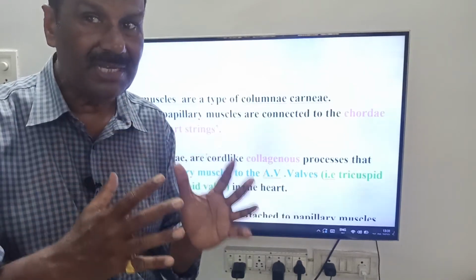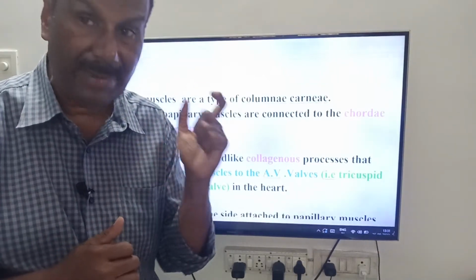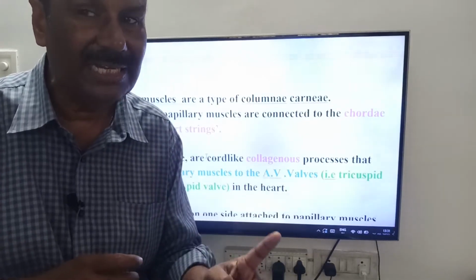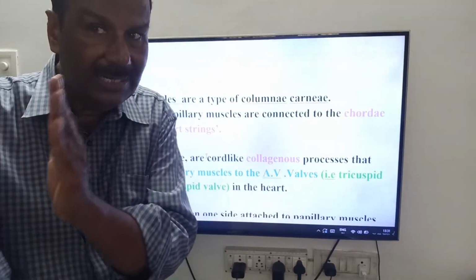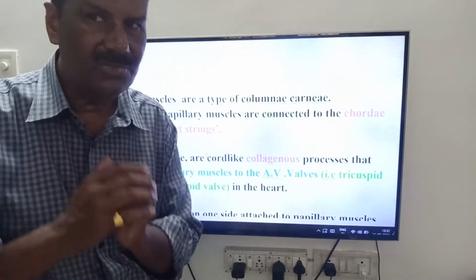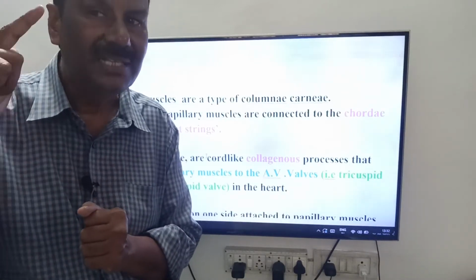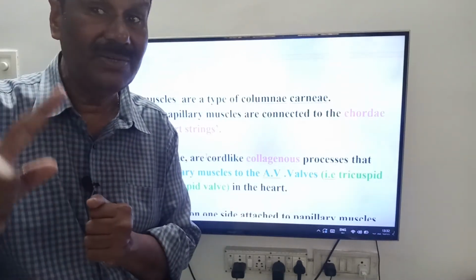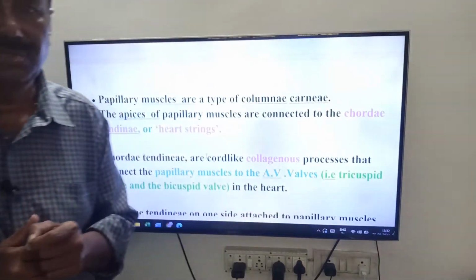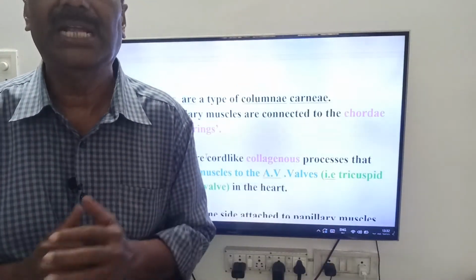The apices of the columnae corneae, or the apices of the papillary muscles, are connected to whom? On one side the chordae tendineae are connected to the papillary muscles. These chordae tendineae are also called heart strings. On the other side, these chordae tendineae are connected to the AV valves, friends. AV valves, atrioventricular valves. What are atrioventricular valves, friends? They are nothing but the tricuspid valve and the bicuspid valve.